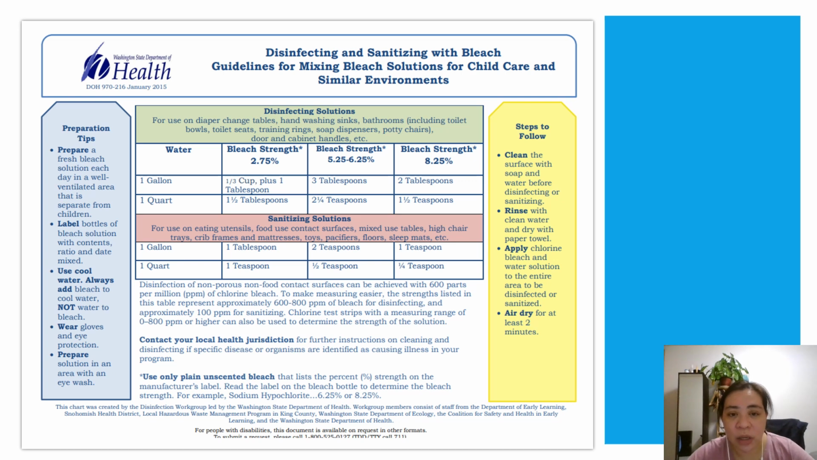So, the sunrox, look at it. For example, if you use it as a disinfectant for your household items, like the toilet seat and toilet bowl, for one gallon, put three tablespoons if your bleach strength is 5.25 to 6.25. Two tablespoons if it is 8.25, to be used as a disinfecting solution.